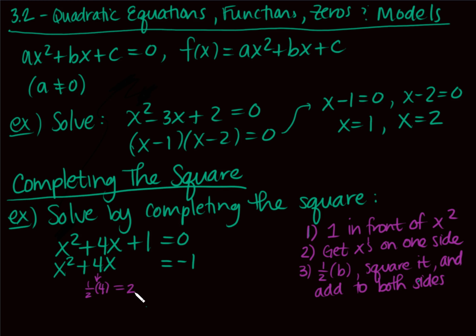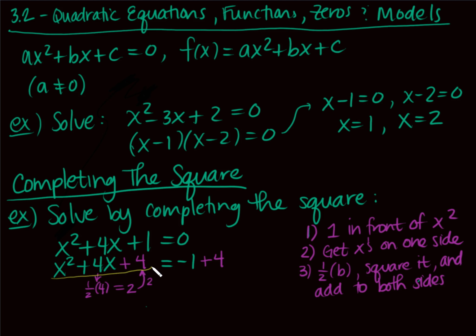Half of 4 is 2, and then I'm going to square 2, right? So 2 squared is 4, and so this is the value that I add to both sides. Remember, what you do to one side, you better believe you're doing to the other side, okay? Once I have added that 4 to both sides, this is the magic, people.